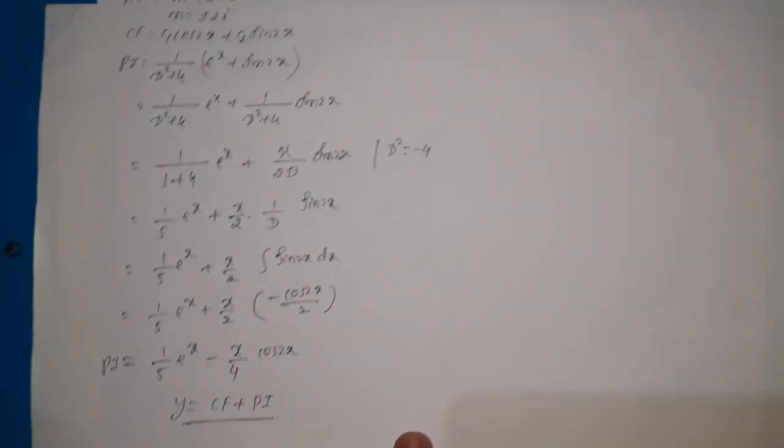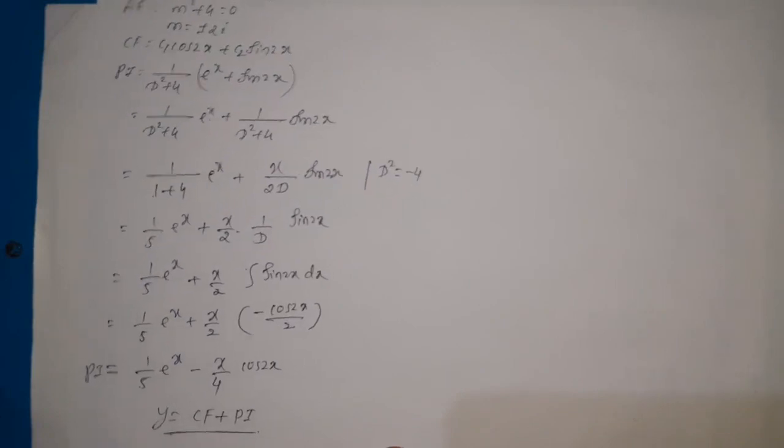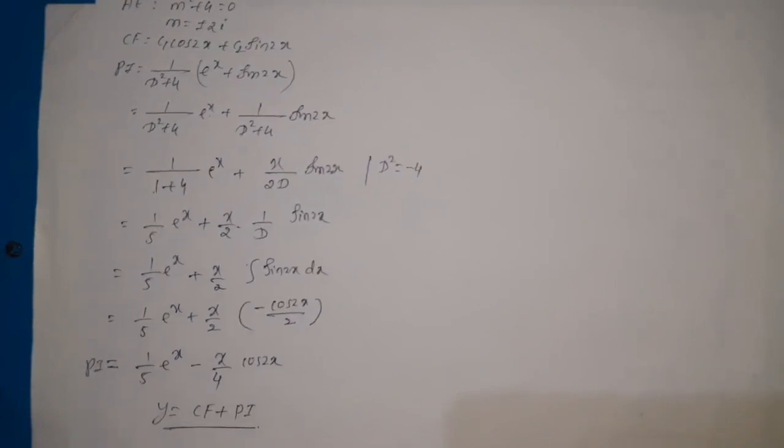Whenever two functions are there on RHS, first separate the denominator and then solve correspondingly. Depending on the function on the RHS, go for the particular integrals.